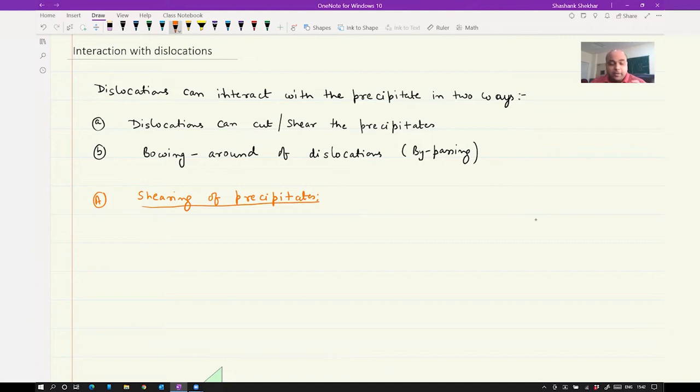Okay, so the name itself suggests that you have a precipitate, and the dislocation is coming, and it cuts or shears the precipitate. It's like you have a watermelon and you have a knife and you're cutting it. So you can imagine something like that. Suppose you have a dislocation. So this is your dislocation line. And you have a precipitate, let me change the color. So this is your precipitate, and this is your dislocation.